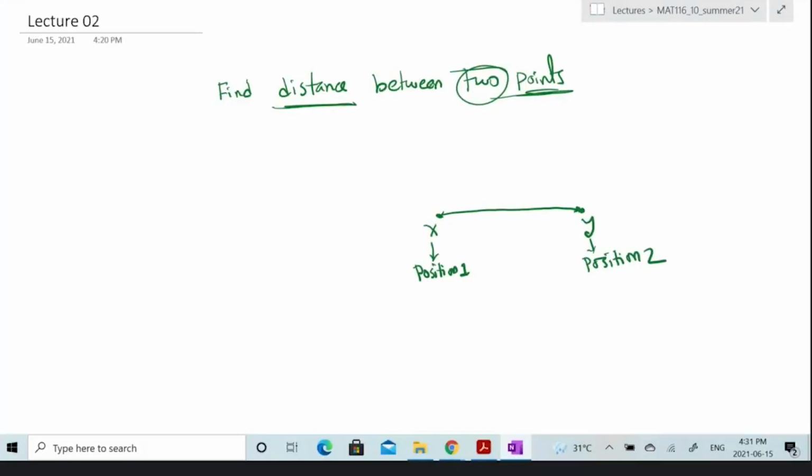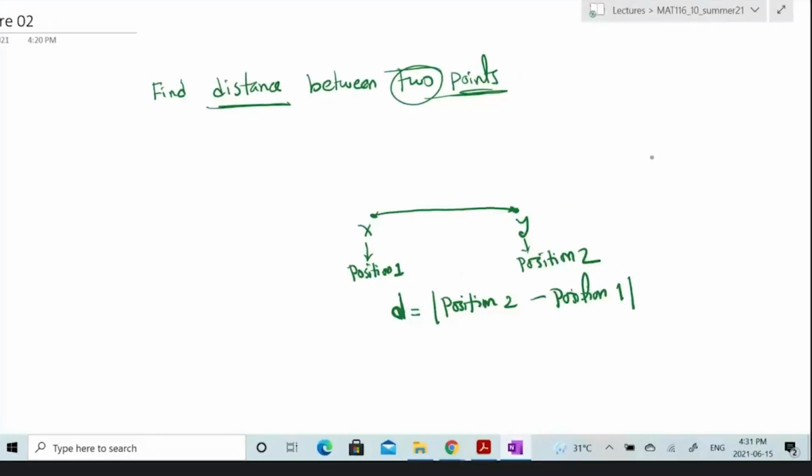So just from your very basic concepts, can you tell me what should be the distance between them? Y minus X. Yes, that means position 2 minus position 1. And distance can never be negative, so we need to put an absolute value sign or absolute value function there.